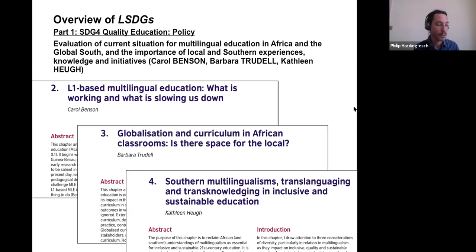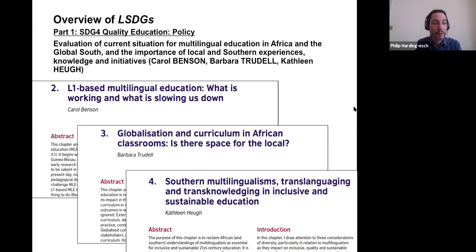So the first part is SDG 4, quality education, perspectives on policy, bearing in mind that multilingual education is the main area where language policy has been developed. These 3 chapters at the beginning are really an excellent overview and critique of current policy and discourse in the field of multilingual education for development. They also challenge the so-called Northern Agenda and give examples of success from the Global South.